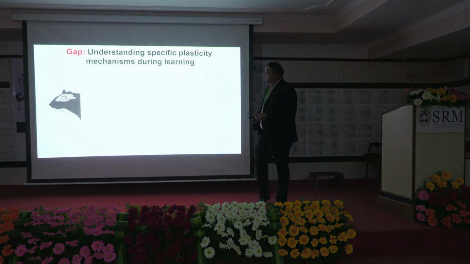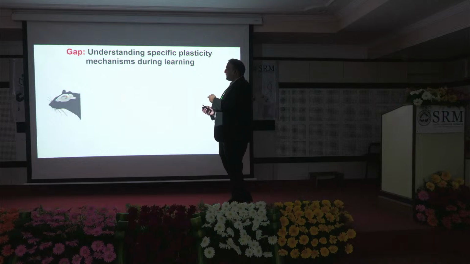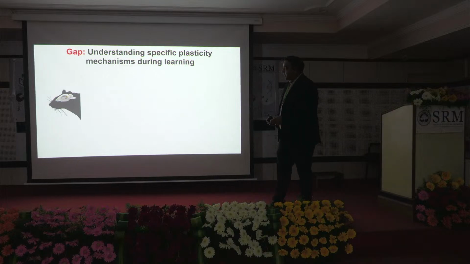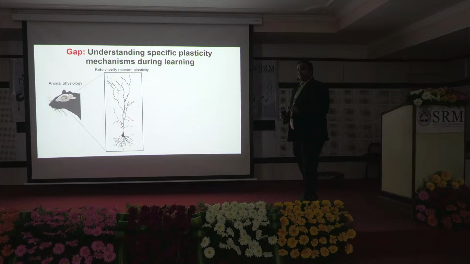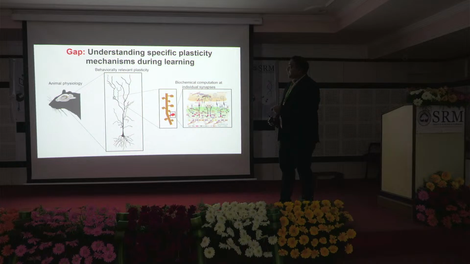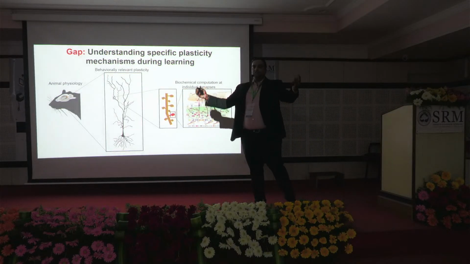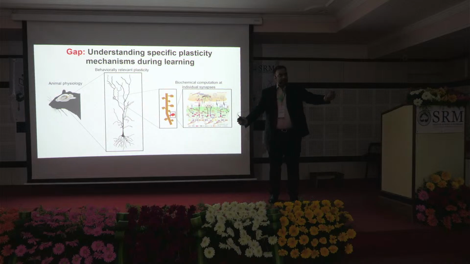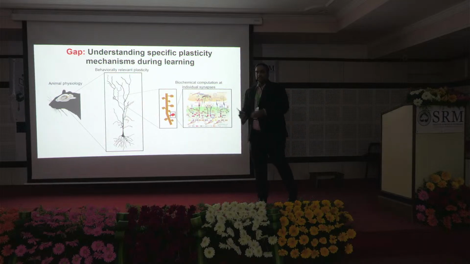So my goal was to fix this gap in identifying, during a particular learning phenomenon in the animal, what specific plasticity mechanisms play a role, and underlying those mechanisms, what specific biochemical computation gets activated. It is not the case that every time you'll have thousands of proteins getting activated. So what we hypothesized is that during some forms of learning, some biochemical signals get activated, and in other forms of learning, other signaling cascades get activated.